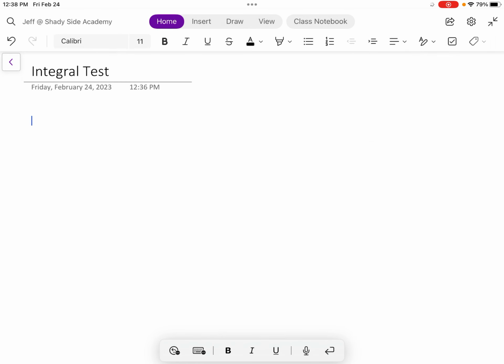Hey guys, I wanted to go over the integral test because we didn't get to it the other day in class, and this way I think you'll be able to do some homework problems about it this weekend. So let's talk briefly about two different things that are very, very related.